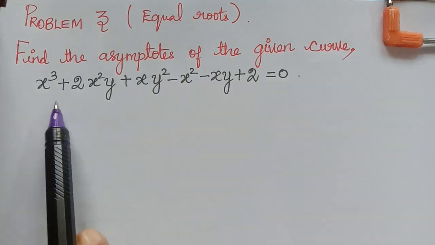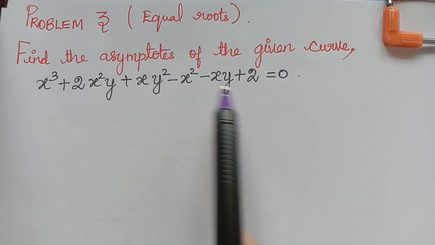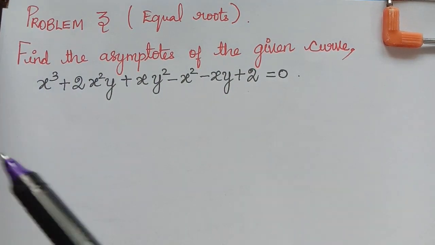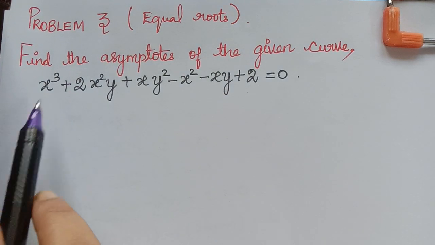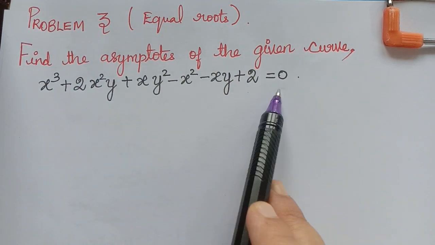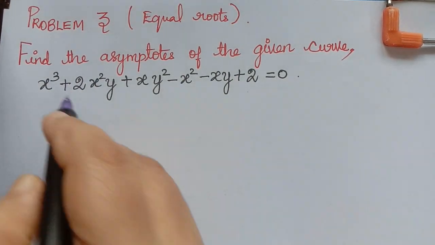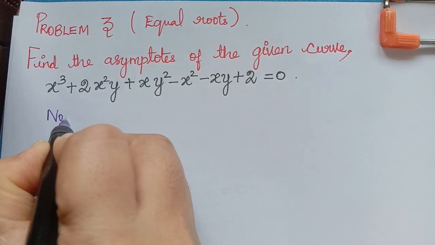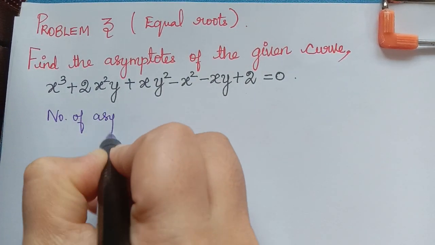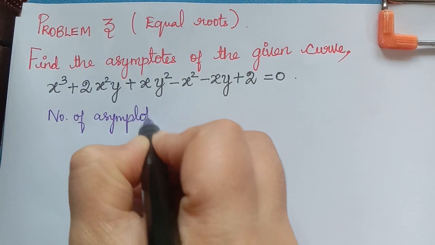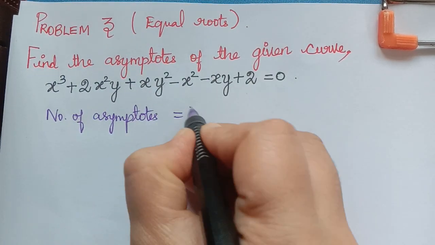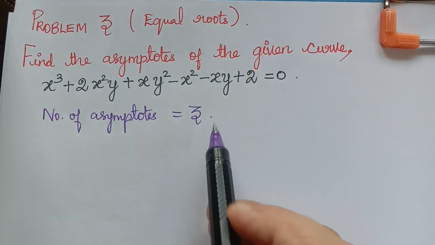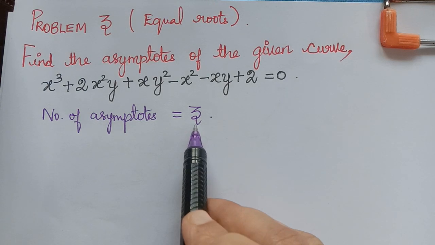First step is we have to check for the degree of the equation. So the highest degree is 3. So the maximum number of asymptotes for the given curve will be equal to 3. So now we have to find all the 3 asymptotes.